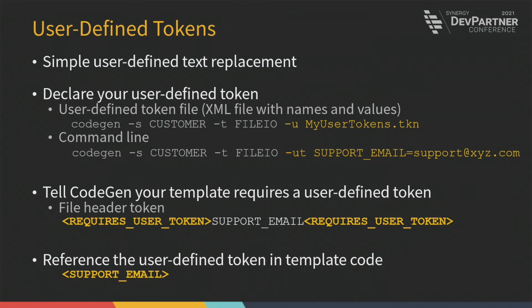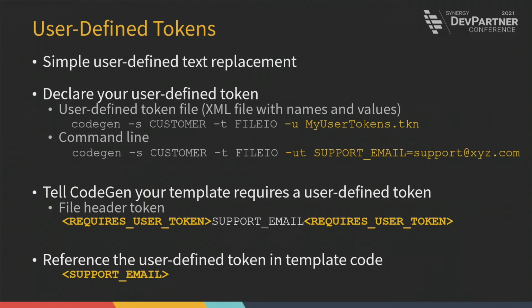Other things that it's useful to know about: CodeGen has the concept of user-defined tokens. This is a way of using custom tokens where you decide what the name is. These are basically replacement or expansion tokens, so you can define your own expansion tokens and provide your own value. If you set up a user-defined token called Fred, or in this example, support email, that can either be done in an XML file with a TKN file extension, where you just have open token, value, closed token in that file, or you can specify them on the command line.